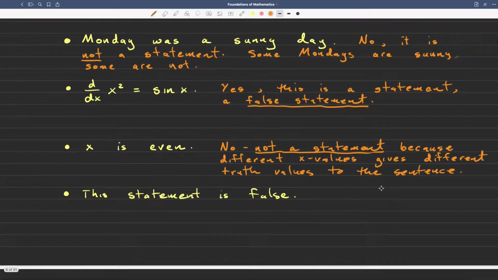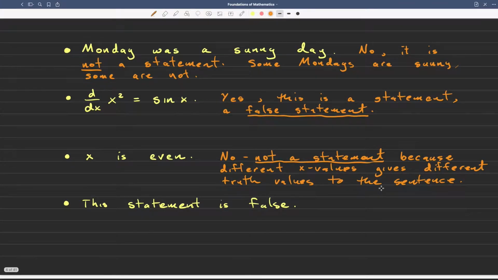And lastly, the sentence, "This statement is false." What do you think about that? This is an example known as a paradox. If the statement is true, then the statement must be false according to its own statement. So it's self-referential. This statement is false. Okay, so if this statement is true, then that means this statement is false. And if the statement is false, then according to the statement itself, the statement is true.